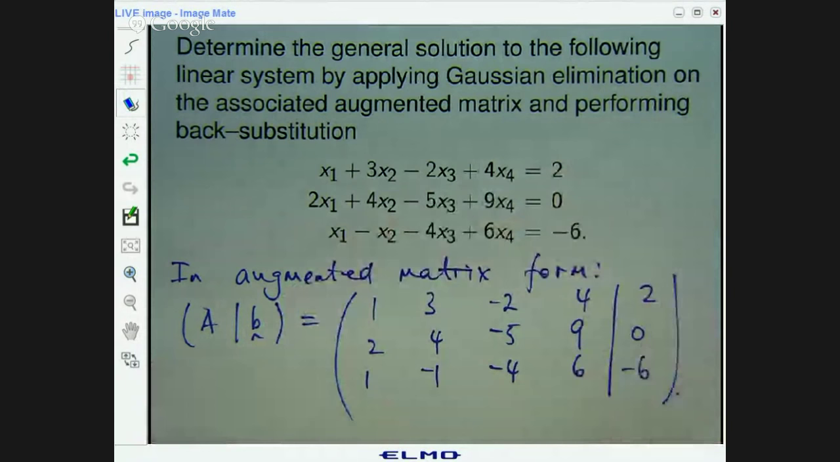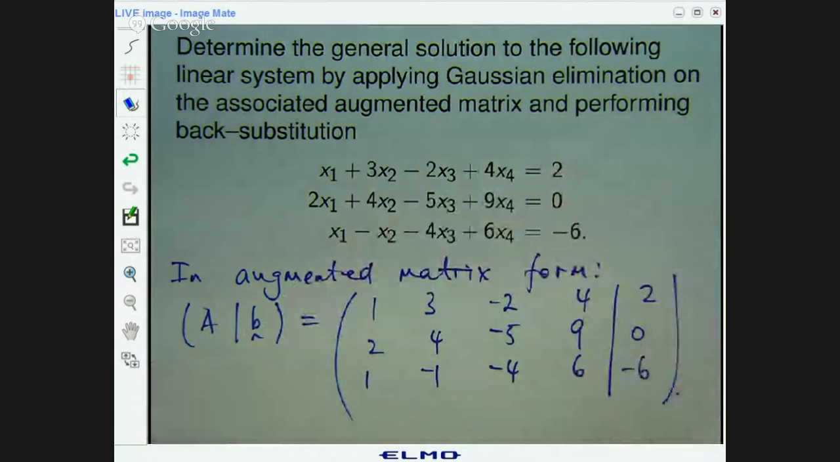Okay, determine the general solution to the following linear system by applying Gaussian elimination on the augmented matrix and performing back substitution. So here the unknowns are x1, x2, x3, x4. We've got three equations. So in the augmented matrix form, we take the coefficients of the unknowns and write them as columns in a vector.